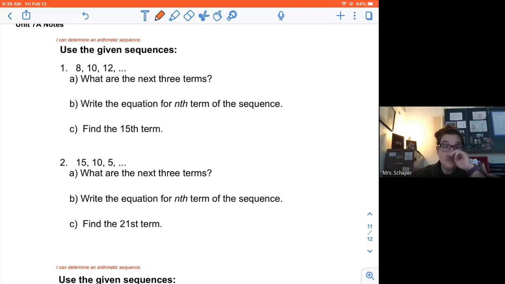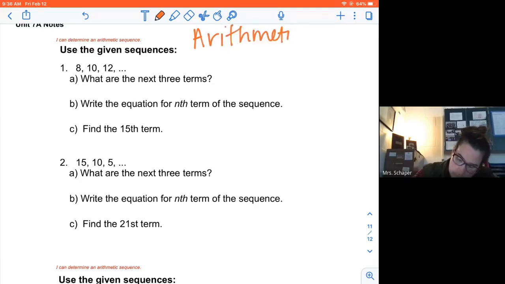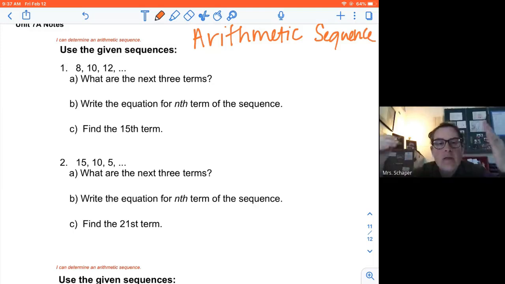And so this is going to be working with something we call arithmetic sequence. Arithmetic sequences are sequences where you add the exact same number every time, okay? And we're going to walk through it, and it ties in perfectly with slope-intercept form.